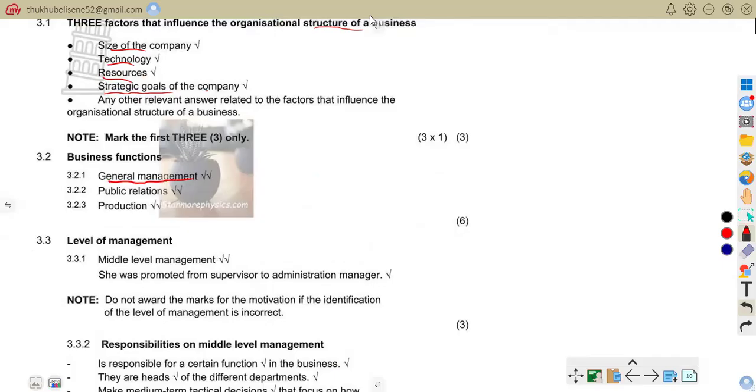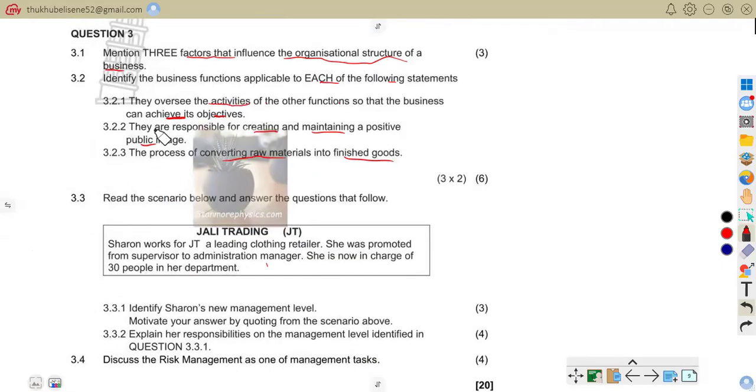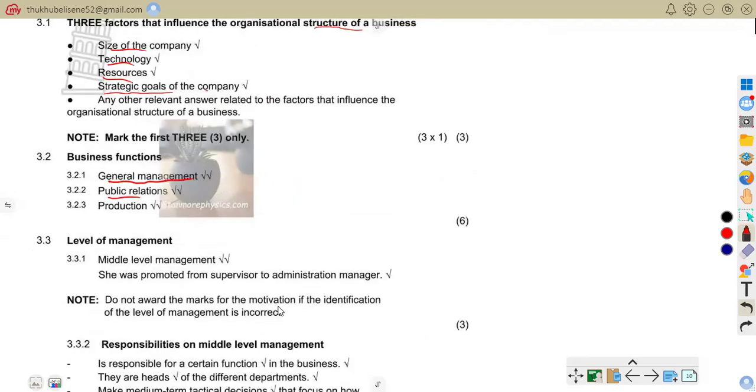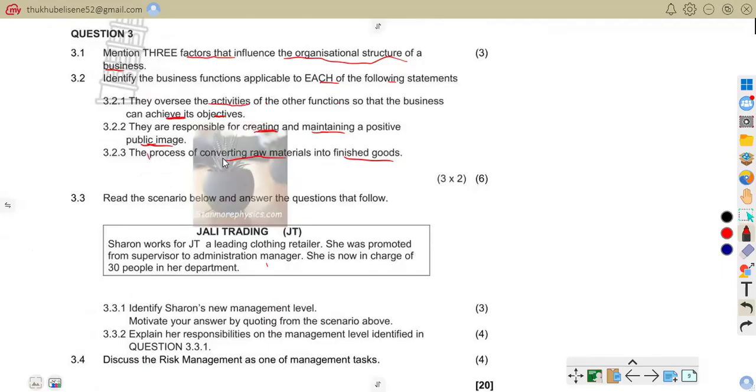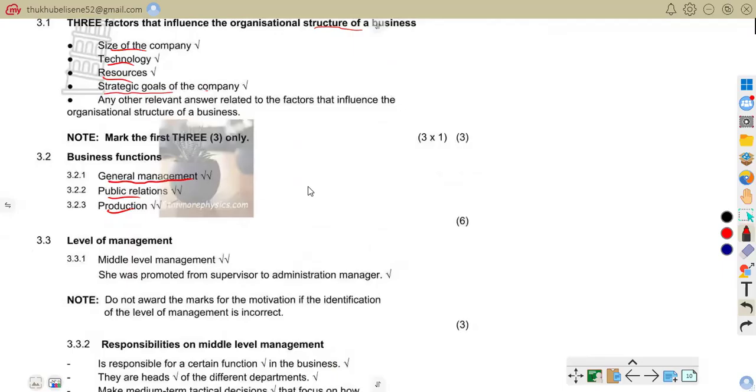Get that straight. 3.2.2 is public relations because it says they are responsible for creating and maintaining a positive public image. We know very well public relations manages communication and the image of the business. Then 3.2.3 is production, as it says, the process of converting raw materials into finished goods. The production department is responsible for creating goods or services.